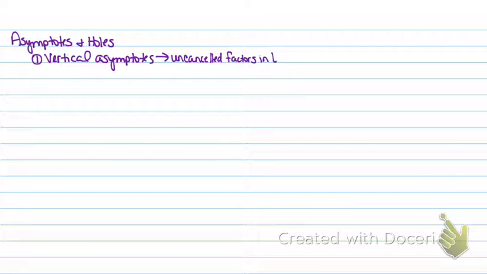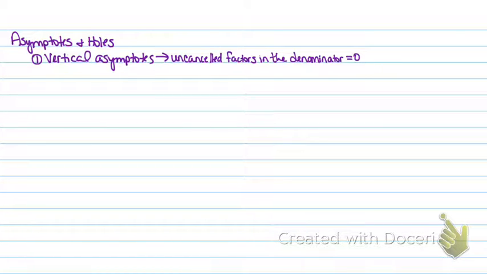To find your vertical asymptotes, they are the uncancelled factors in the denominator set equal to 0. Because they're uncancelled factors, that means we need to factor the numerator and the denominator first, and cancel out what we can. If we still have a fraction left at the end with x in the bottom, then the uncancelled factors in the denominator, set them equal to 0, solve them, and they'll tell us where our vertical asymptotes are.